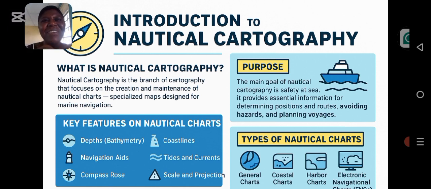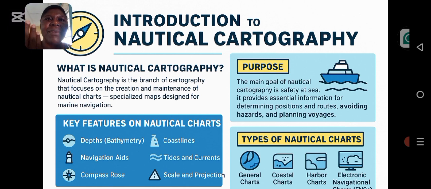Welcome to today's video. In today's video, we'll be looking at nautical cartography. In the previous video, we talked about aeronautical cartography. So today's video, we are diving into the basic knowledge of nautical cartography. Okay, so welcome again to Intelligent Map Lab. This is Spatial Intelligence. Right, without waste of time, let's dive into what we have here.